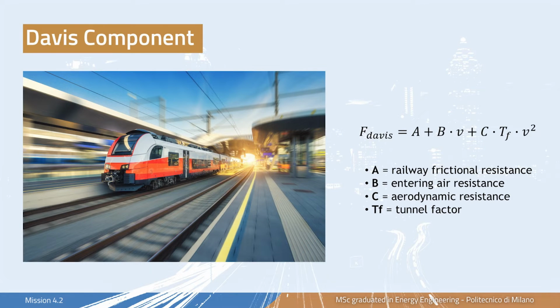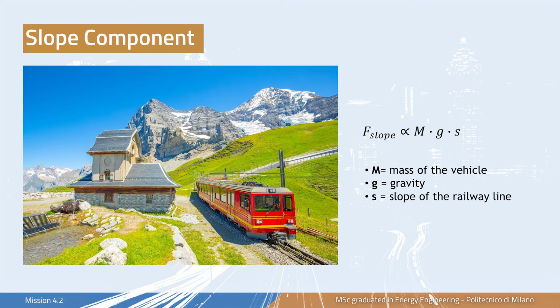First, the Davies equation, which is a quadratic function of the train's velocity. It accounts for the vehicle's mechanical and aerodynamic resistance through the A, B, and C parameters. The presence of tunnels, represented by the tunnel factor, is also taken into account, as it increases air resistance. Next, the slope component considers the inclination of the railway track and the gravitational force acting on the train.